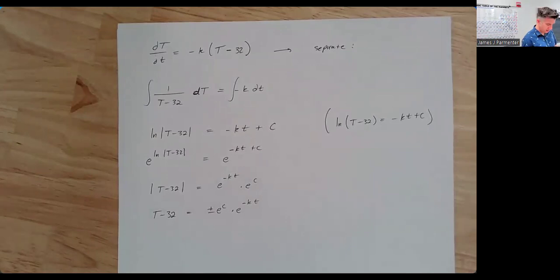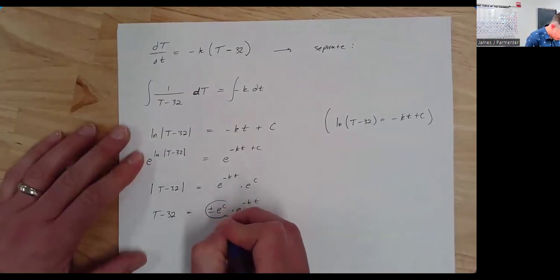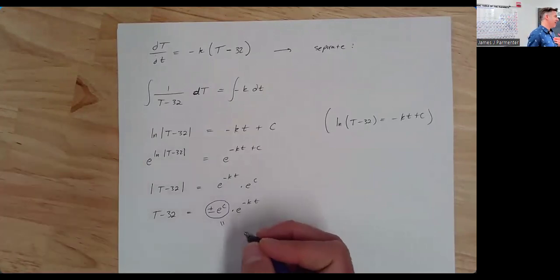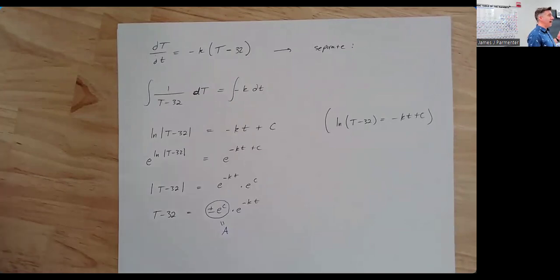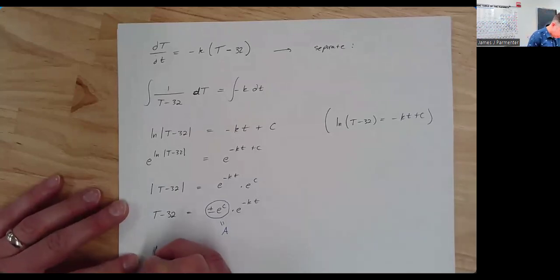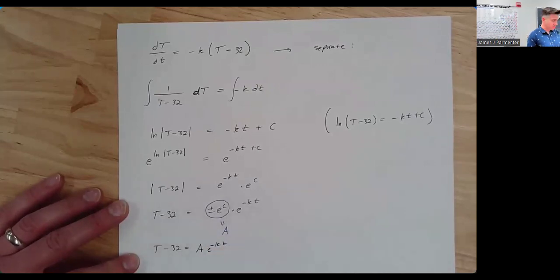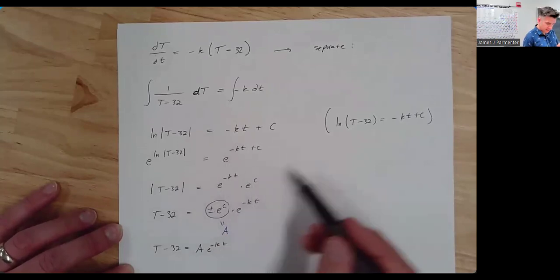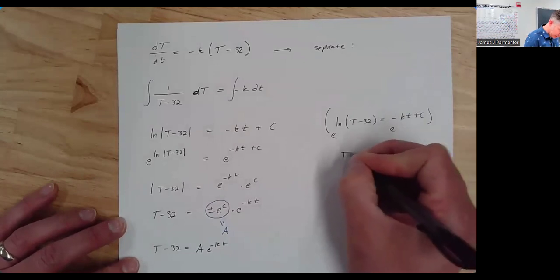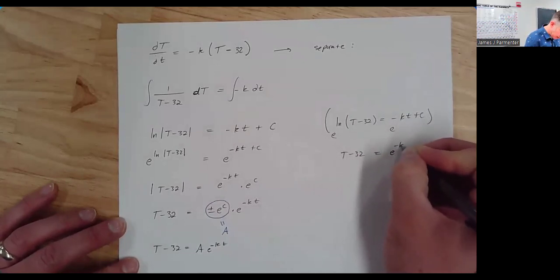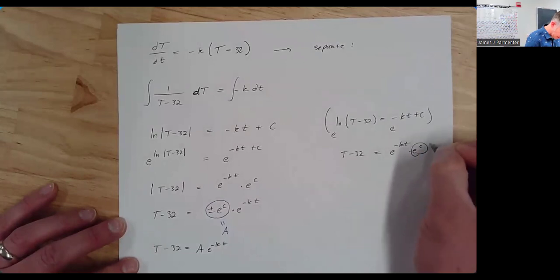And then we say, well, look, this plus or minus e to the C, we're just going to call that, I like to call it A, other people like to call it C, I'm going to call it A. And then we're just going to say to ourselves, A could either be positive or negative as necessary. So really, we're going to do all this, but what I would strongly encourage you all to do in the future is don't do this. Instead, just start with this and then do e to the that equals e to the that. So then T minus 32 equals e to the negative kt times e to the C, and then just say that e to the C is A.